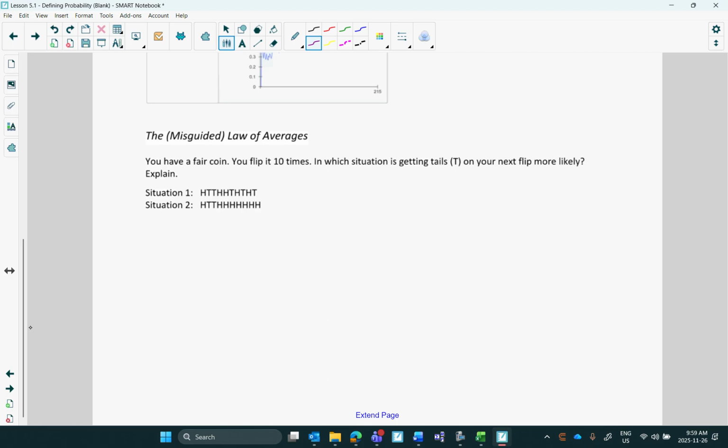What's the probability of getting heads on the next flip here? And here? Right. It does not change. The coin has no memory. Okay? The probability of getting heads or tails is 50% here, and it's 50% here, even though we got heads a bunch of times.